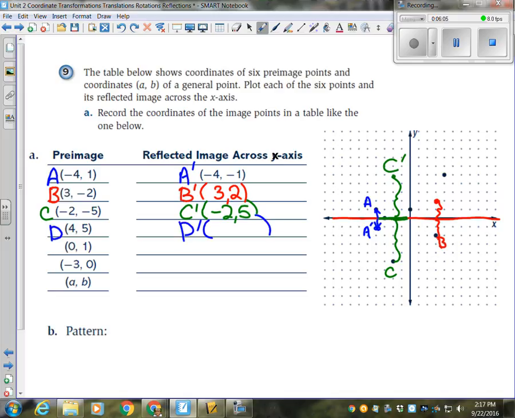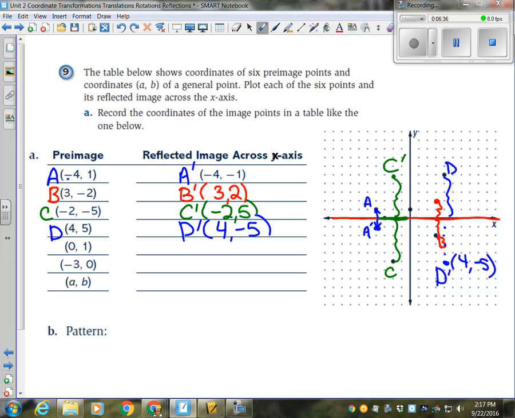D is at 4, 5, so I'm going to come over here to 4 and up 5, so this is point D. This time I am 5 units above the line, so D prime would be what? 5 units on the other side of the line, so 1, 2, 3, 4, 5. And so that would be D prime. What are the coordinates of D prime? Well, you still go over 4, but now you're going to come down 5 units. So 4, negative 5.